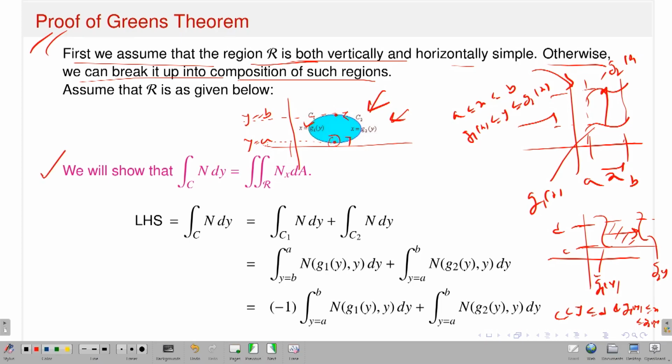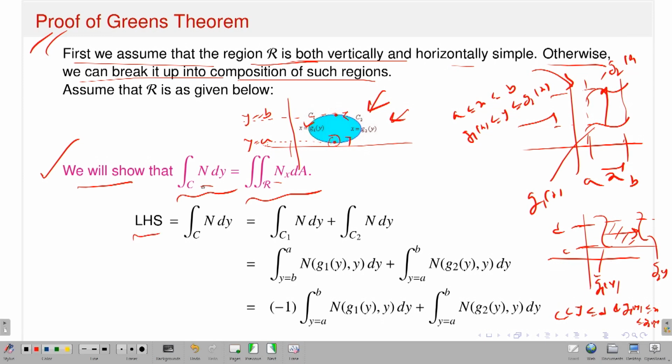So the first observation is that we will show that the line integral over C of N dy is the same as the corresponding double integral of the partial derivative of N with respect to x over R. How to calculate it?